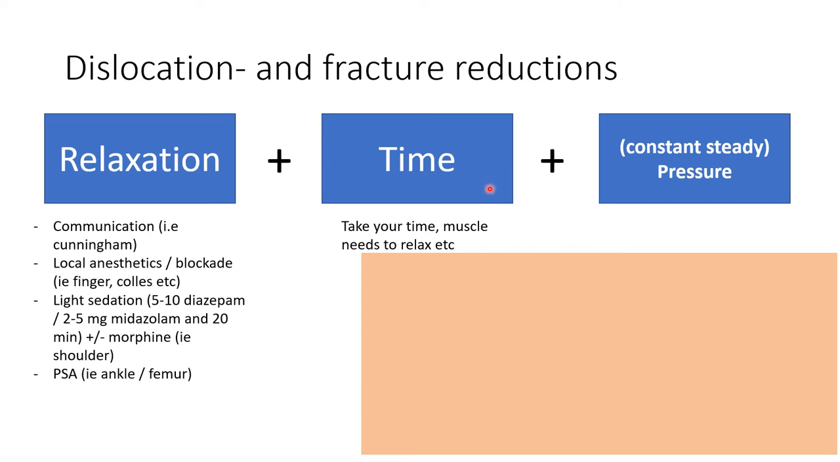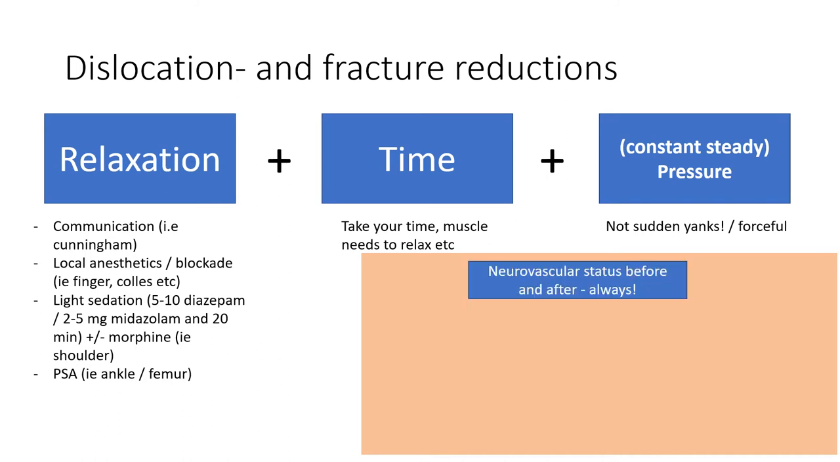Then the time part is: take your time. Muscle needs to relax usually when you're doing a dislocation reduction. So take your time. Don't hurry, and that's hard in the emergency department, but you need to go into that mindset. And it's all about having a tactic, knowing what you're doing, where you press, not yanking and not doing it really forcefully, but just a continuous pressure. Always do a neurovascular status before and after.